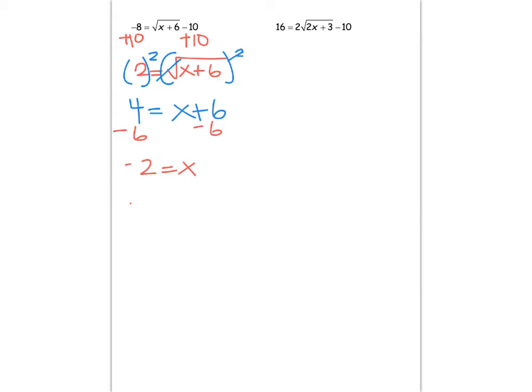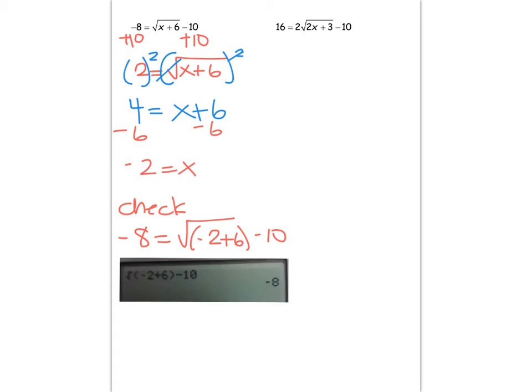Again, we're not done until we check. So we want to see, does negative 8 equal the square root of negative 2 plus 6? Remember, inside the square root has to be in parentheses in your calculator. The parentheses stop the square root, and then we do subtract 10. So using the parentheses in my calculator, as you can see, negative 8 equals negative 8, so that checks.